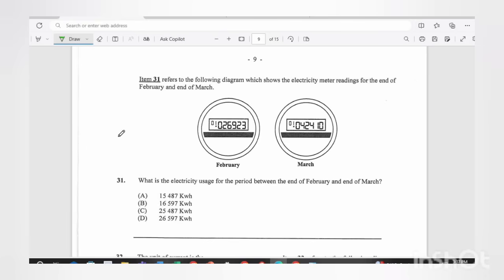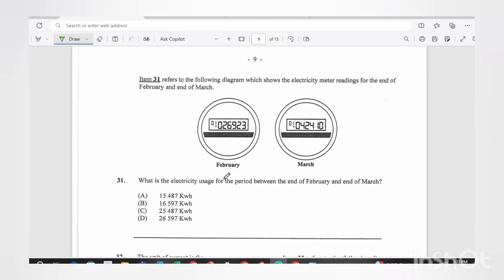February and end of March. What is the electricity usage for the period between the end of February and the end of March? Now, all you have to do is look at the reading for March and the reading for February and subtract February from March. So the previous is subtracted from the current.